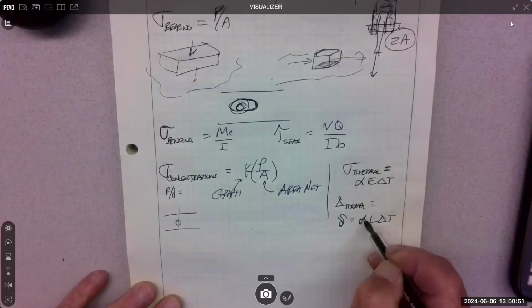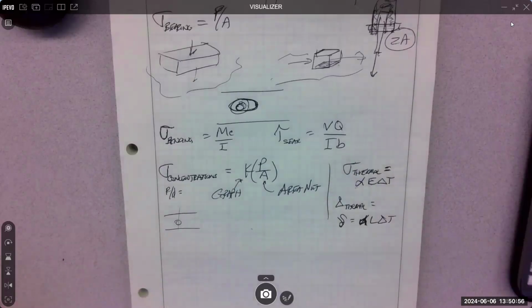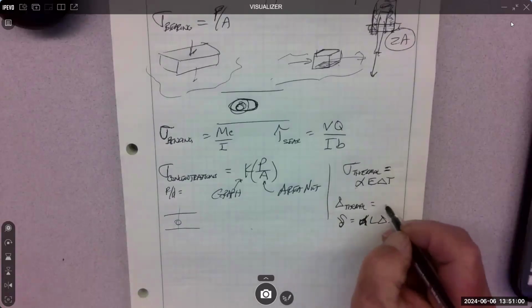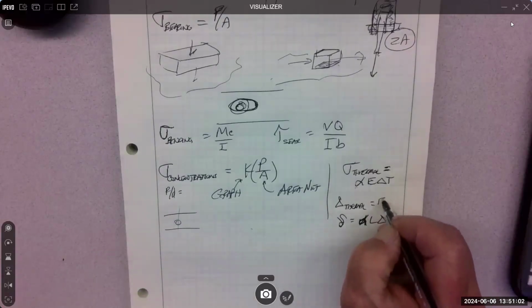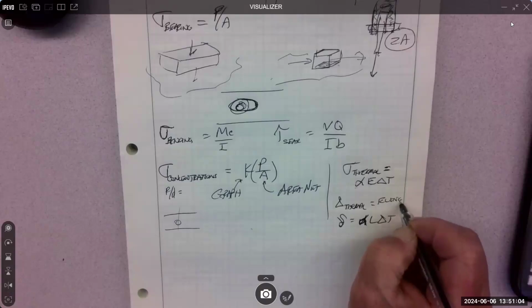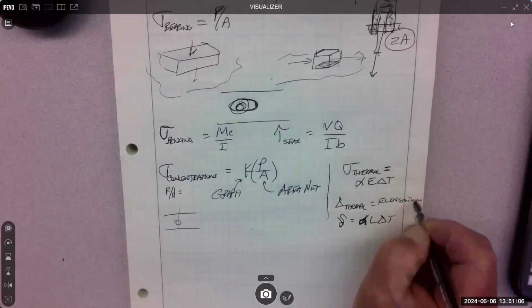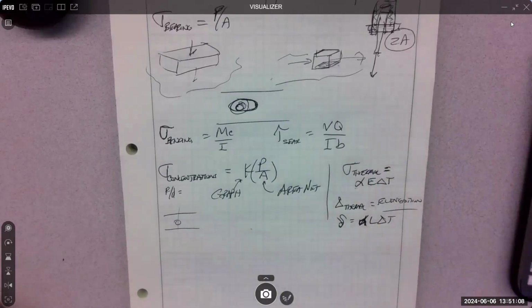What's the... That's stretch. Yeah, this is elongation. Very good.